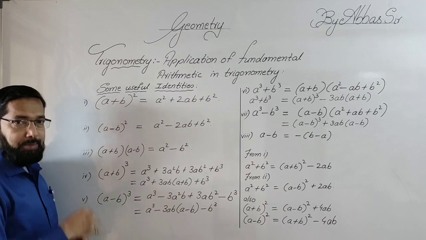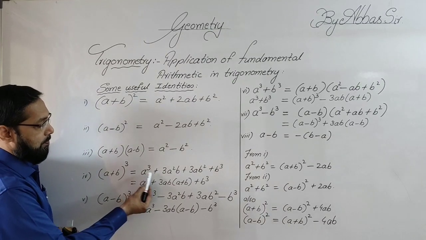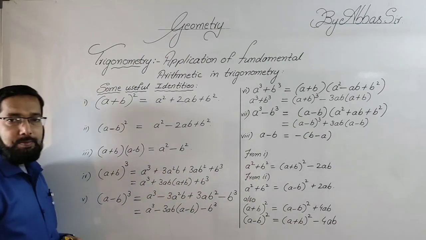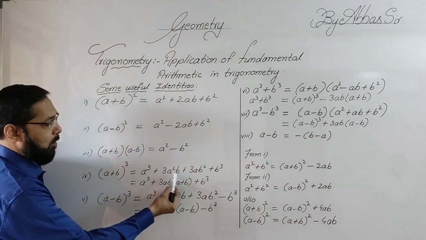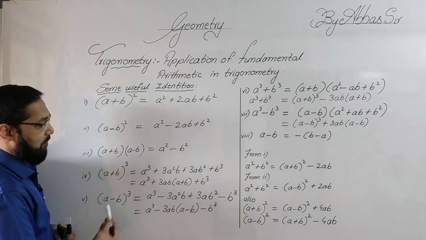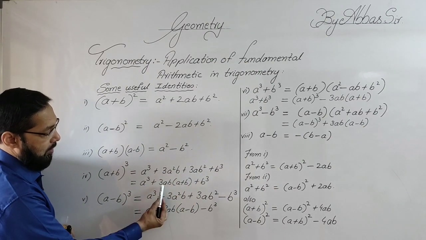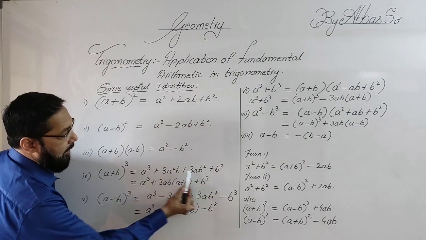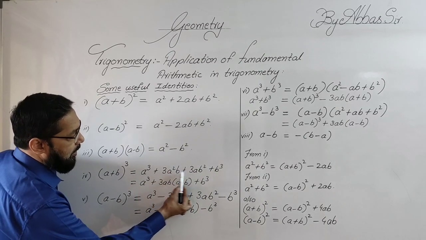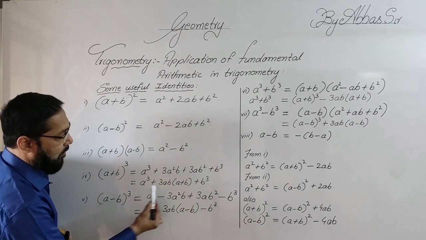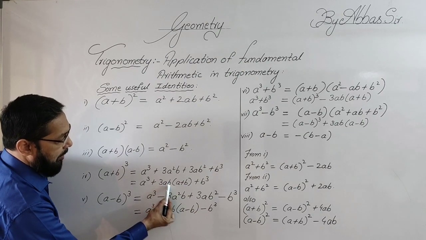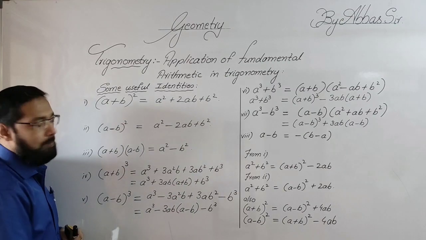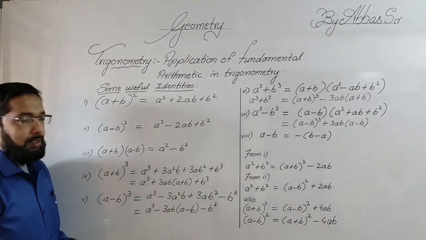A plus b the whole cube can be expanded as a cube plus 3a square b plus 3ab square plus b cube. If you remove 3ab common from the two middle terms, then we get a cube plus 3ab. We have removed common because you can see the 3 is common in both the terms. A is common in both the terms as well as b is common in both the terms. Therefore, we can remove 3ab common, and what is left inside the bracket? It is a plus b, correct? Plus b cube is as it is.